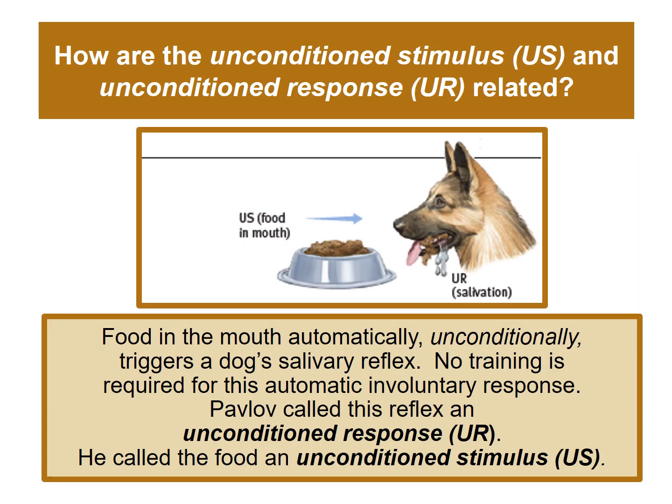So how are the unconditioned stimulus and the unconditioned response related? So food in the mouth automatically, unconditionally triggers a dog's salivary reflex. No training is required for this automatic involuntary response. Pavlov called this reflex an unconditioned response, right? It makes sense. He called the food the unconditioned stimulus. You see food, you're going to have an unconditioned response. You're going to salivate.